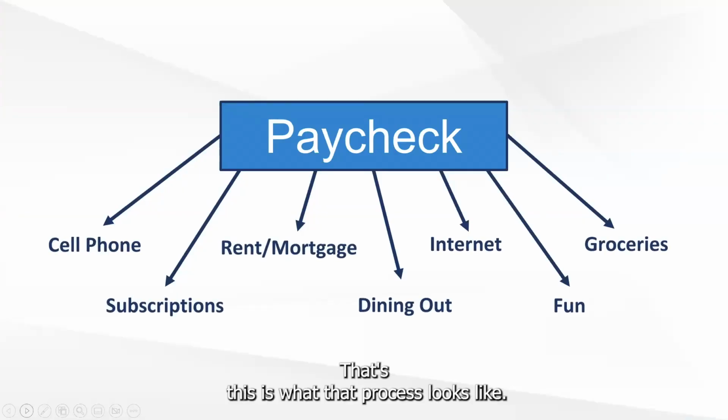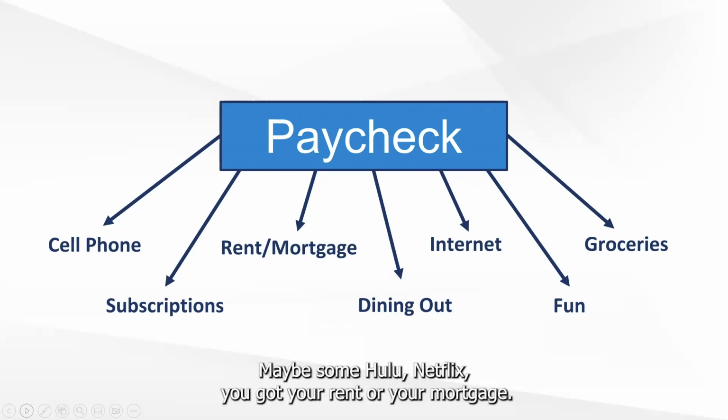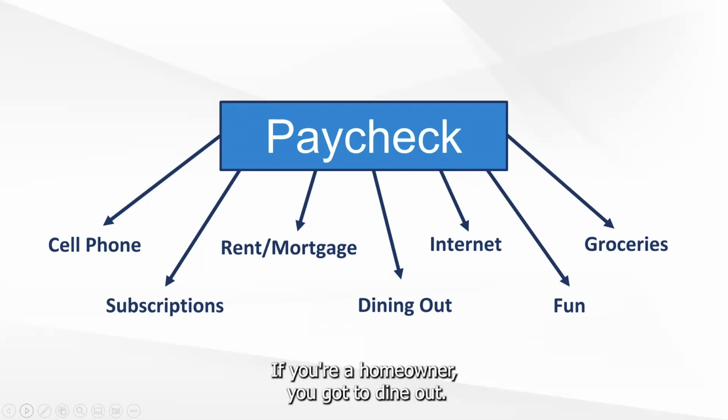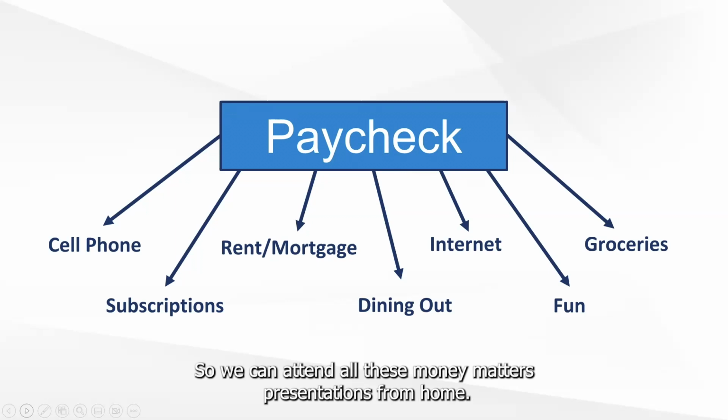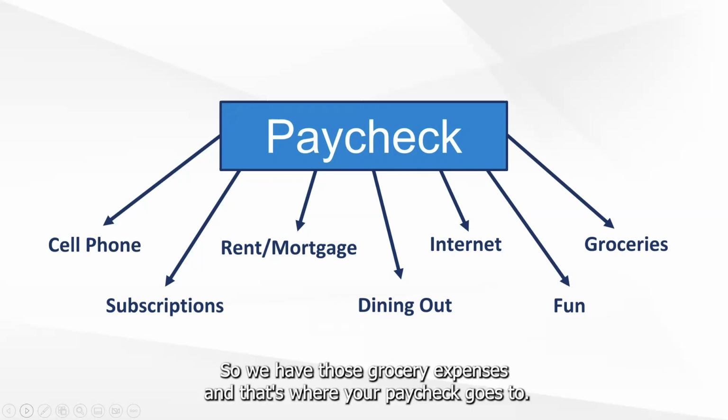This is what that process looks like. Here's your paycheck. You've got your cell phone bills, all those subscriptions, Amazon being one of them, maybe some Hulu, Netflix. You've got your rent or your mortgage if you're a homeowner. We got to dine out, have some fun. We have our internet Wi-Fi so we can attend all these Money Matters presentations from home. And then we want to have some fun, but we also need to eat. So we have those grocery expenses. And that's where your paycheck goes.